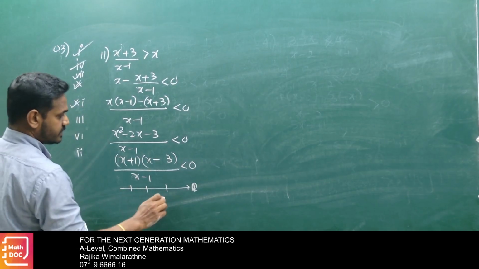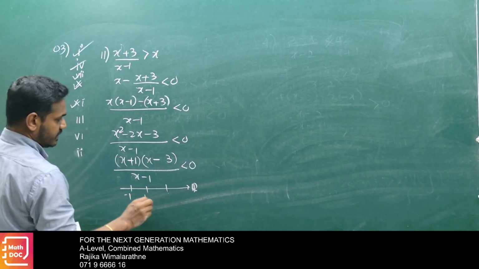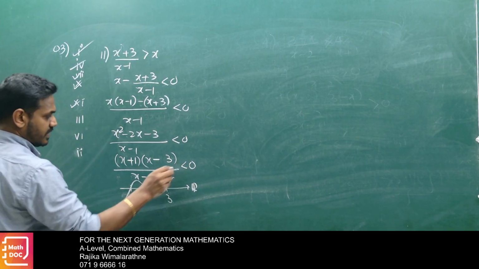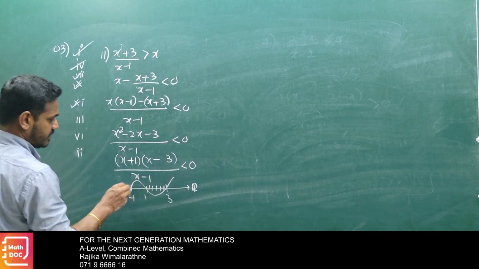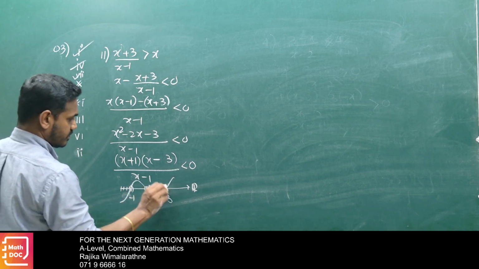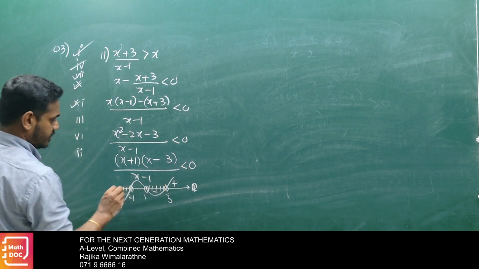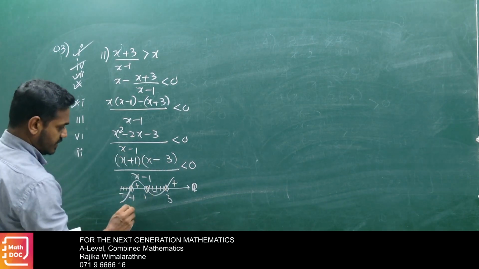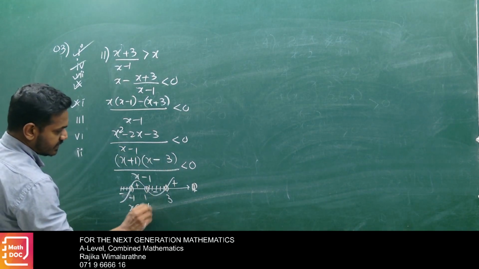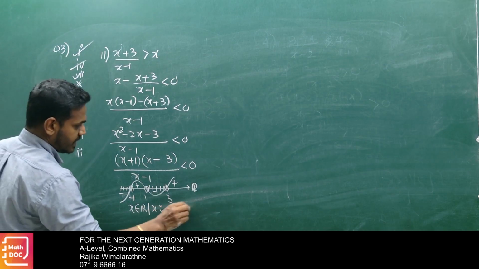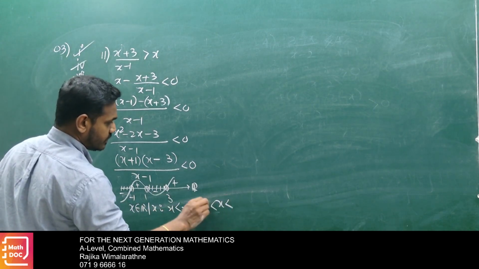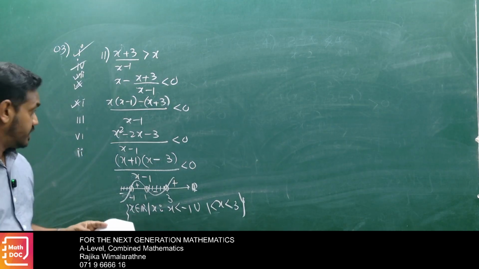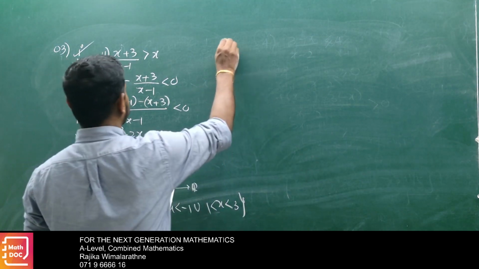Now here the zeros are minus 1, 1, 3. Negative values here and here: positive, negative, positive, negative. Therefore less than 0 here. x is an element of the real set such that x is less than minus 1 union x from 1 to 3. Then question number 3.